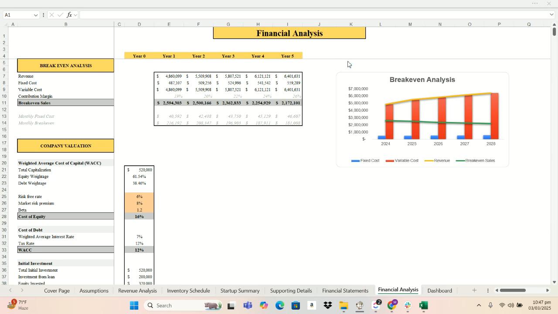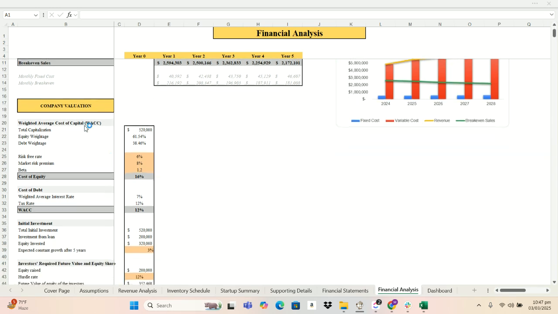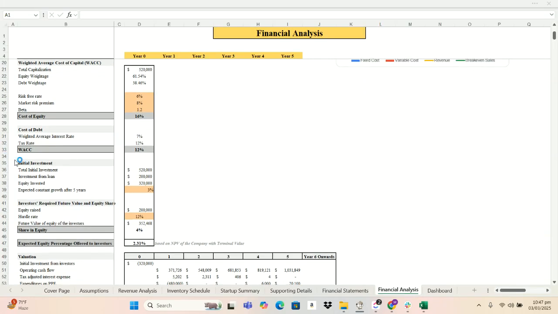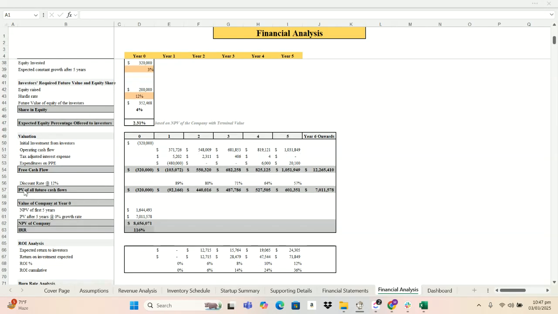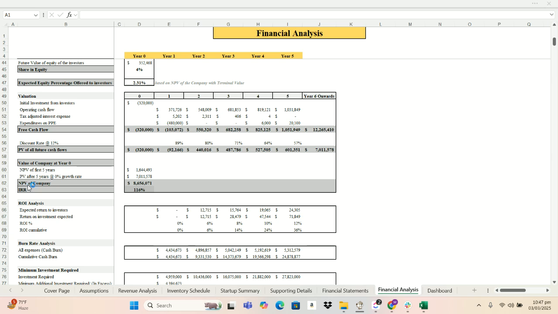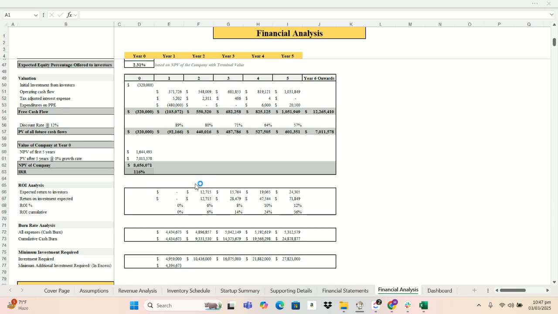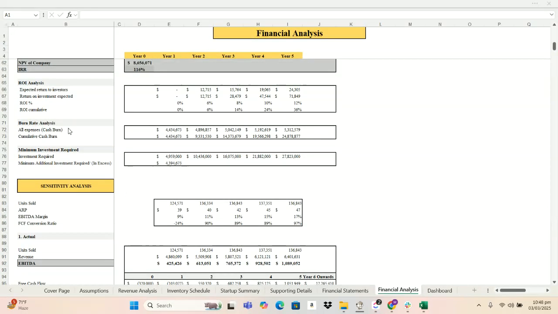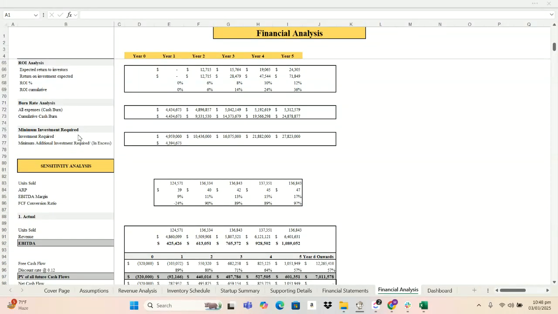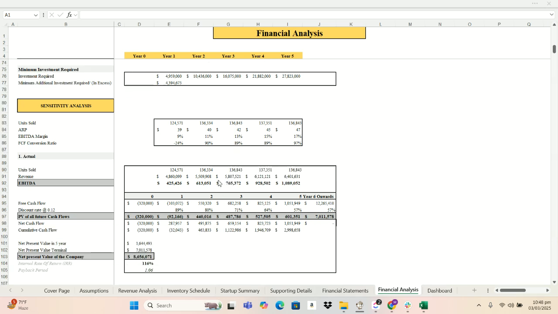Moving towards the financial analysis sheet, we have a break-even analysis over here, company valuation. You can see the weighted average cost of capital over here. Then we have a free cash flow company valuation. Then we have the net present value of the company and internal rate of return of the company. Then we have ROI analysis, burn rate analysis, minimum investment that is required.